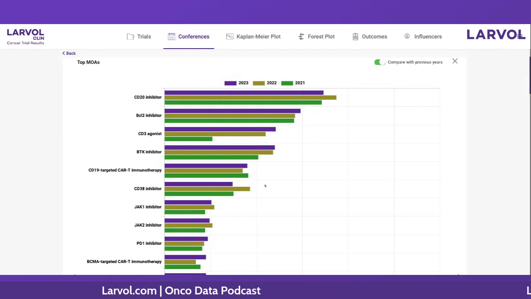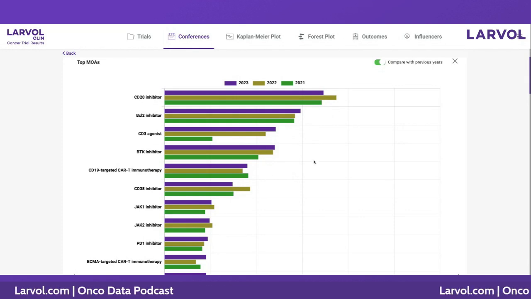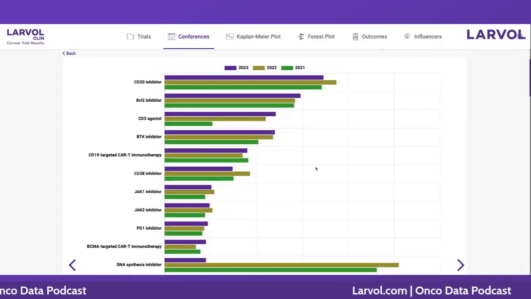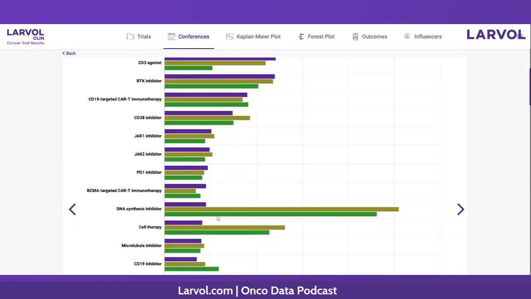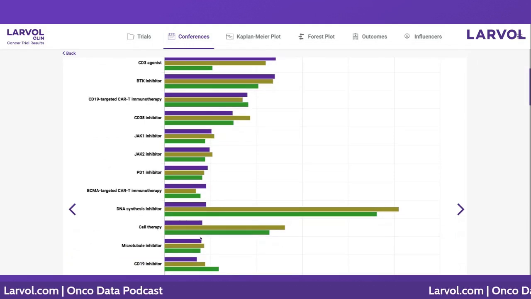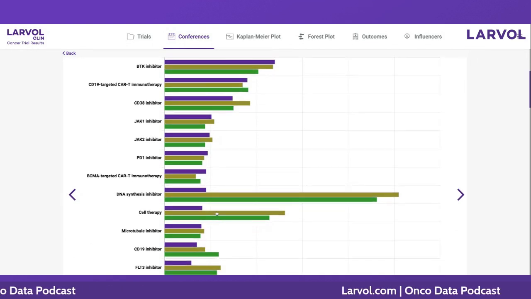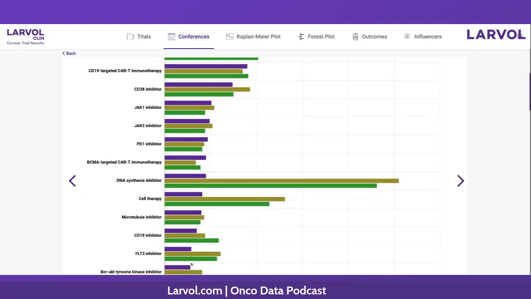CD38, CAR Ts. Okay. Now I don't see... Oh, look at what happened to the big DNA synthesis inhibitors and cell therapy. The buzz compared with last year went down like a souffle. It dropped about 3 inhibitors.